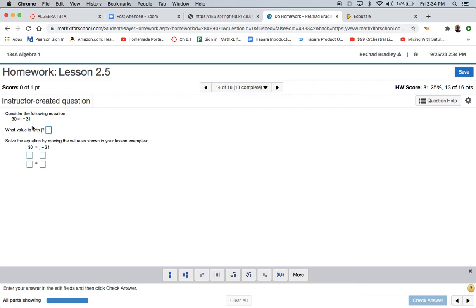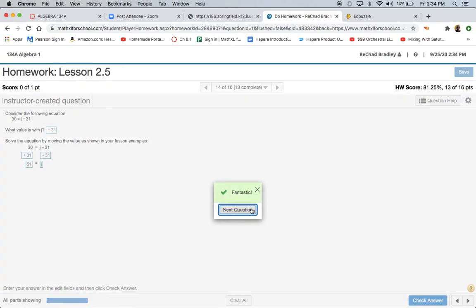The value with J here would be -31. If I want to move this -31, we put plus 31 here and plus 31 there. 30 plus 31 makes 61. And those go away, leaving us with just J.